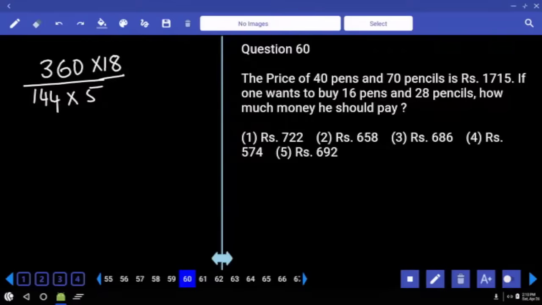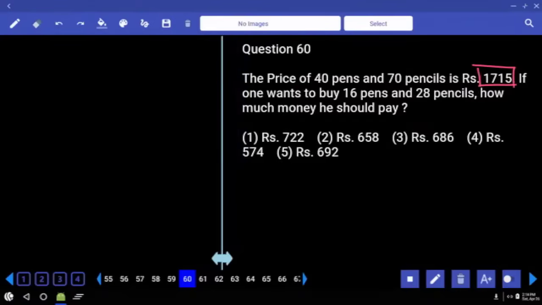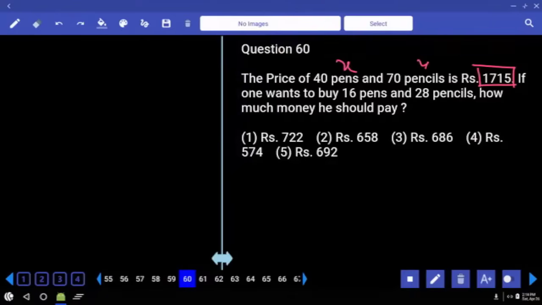The price of 40 pens and 70 pencils is 17.15. If one wants to buy 16 pens and then 28 pencils, how much money should he pay? Okay. 17.15 is the price of 2 different articles, so 2 variables are involved. As we don't know the price of each pen and each pencil, one is X, the other is Y. Only one equation is available, but 2 variables are involved. The answer for these types of questions sometimes can be determined, sometimes cannot be determined.